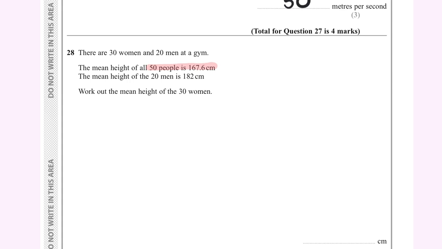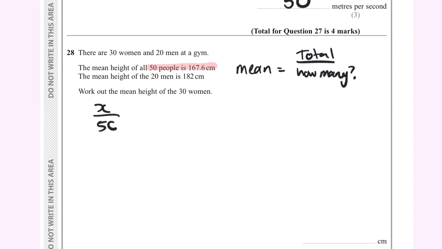Now this is just manipulating using the mean. If we remember the formula for the mean, it's the total divided by how many there are. So we know the mean for all the people, for everyone. The total, we don't know, so we'll say x for the total, divided by 50 equals 167.6. So that's the formula for the mean for that one. We can find out that x that we don't know by timesing by that 50.